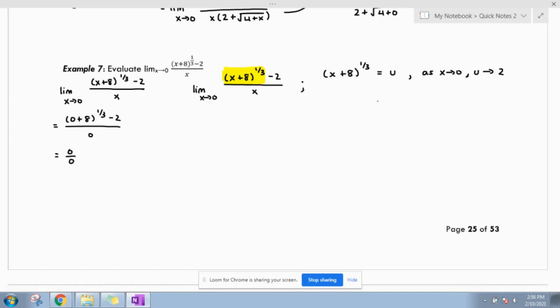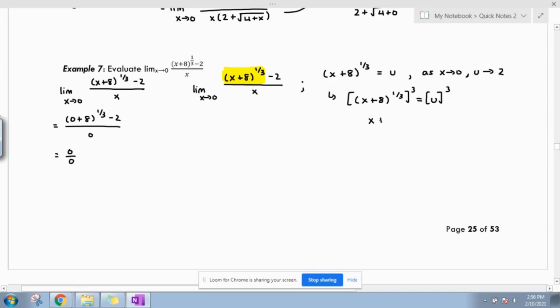But wait, in my denominator, I also have x. So now I need to change x so that it's in terms of u now. So here's the tricky part. You need to use what you created first to be able to get down to x. So if I take a look at x plus 8 to the exponent 1/3, and I know that it equals to u, your job is to isolate for x here. The first thing that comes to mind is we're probably going to be raising both sides to the exponent 3. So I'm going to do exactly that.